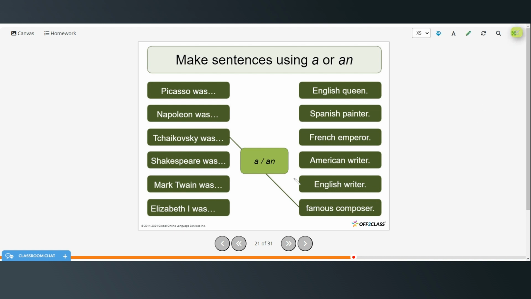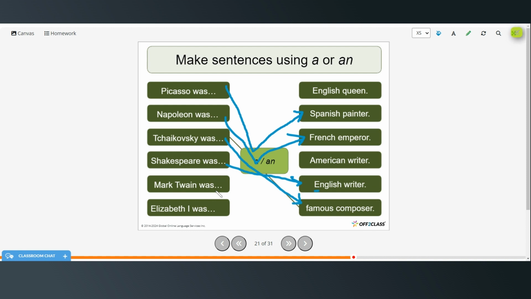All right, so here are the answers. Picasso was a Spanish painter. Napoleon was a French emperor. Tchaikovsky was a famous composer. Shakespeare was an English writer. Because of the E here, we have to use an.